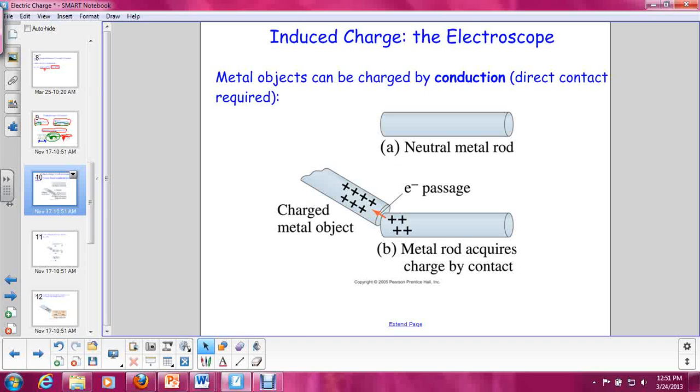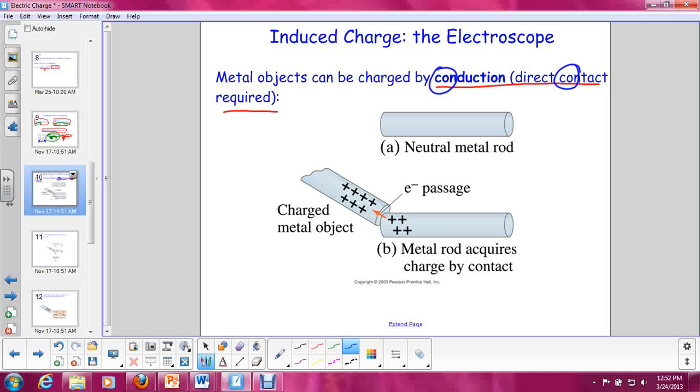When you have something that is a conductor, there are a few different ways that you can charge it. The first one is conduction. Metal objects can be charged by conduction, and conduction requires contact. That's a good way to remember it, actually. Conduction requires contact. Con and con.